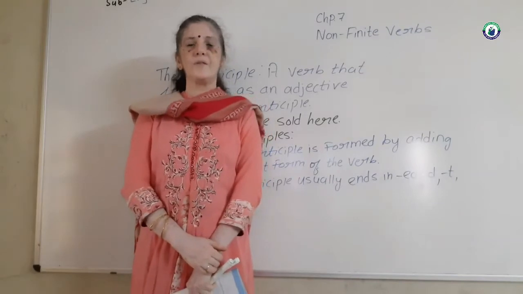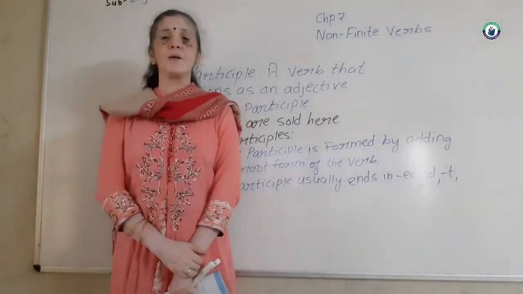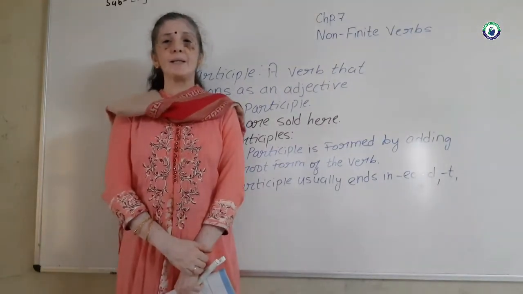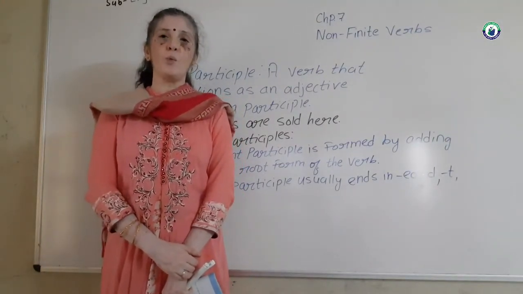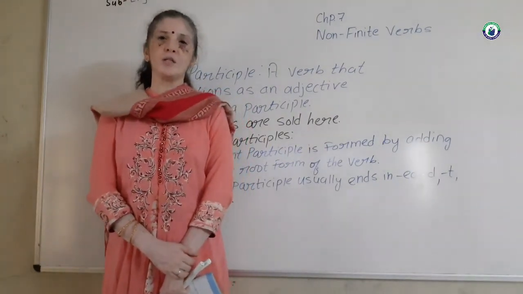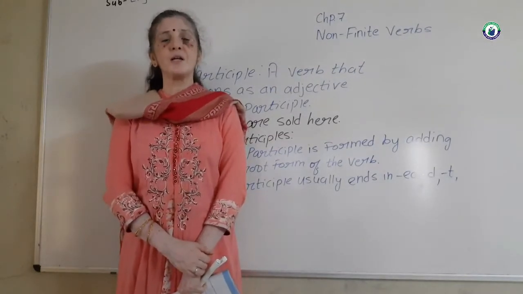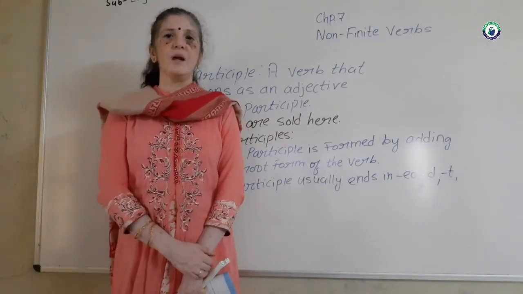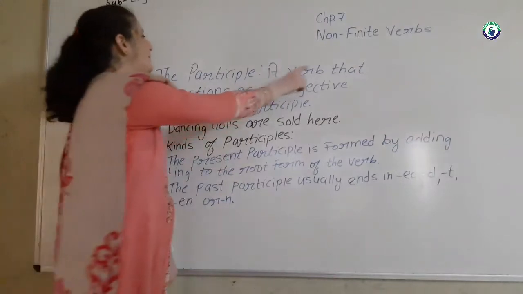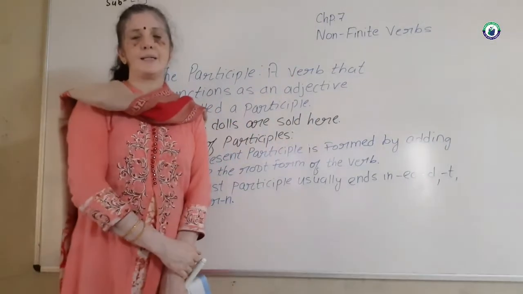Now students, our next topic is participle. What is the participle? See, a participle is actually a verb with ing or with ed, t, en or n, but it functions as an adjective. What is a participle? A verb that functions as an adjective is called a participle.